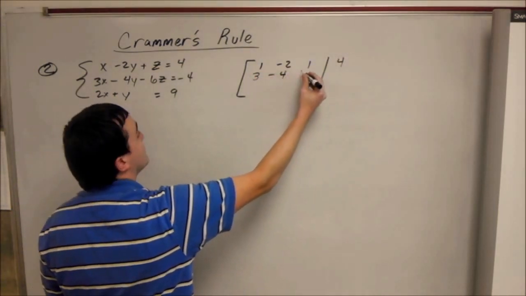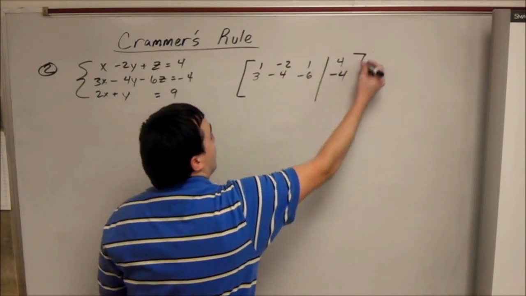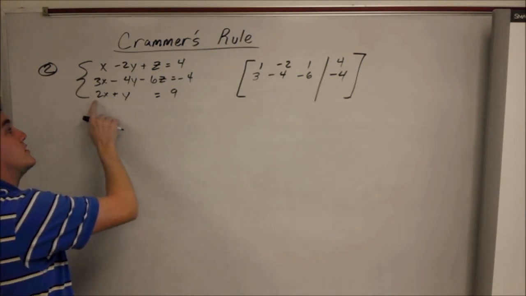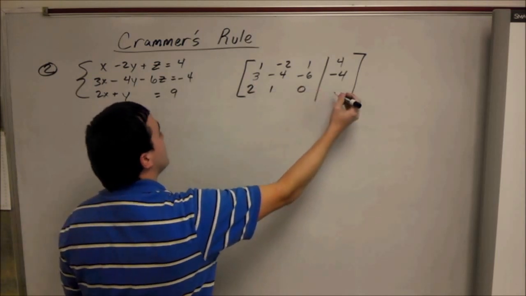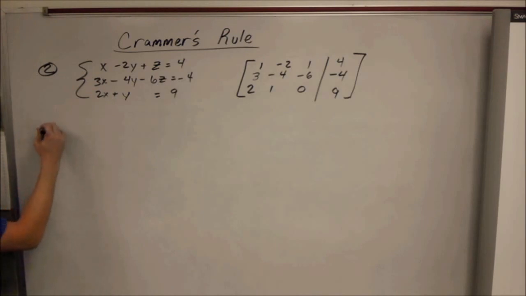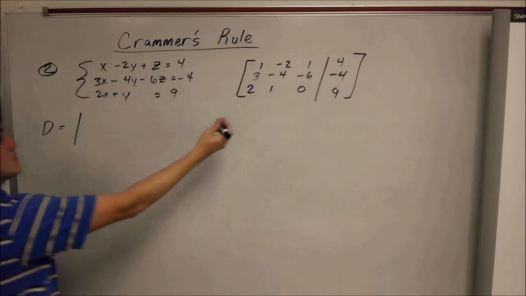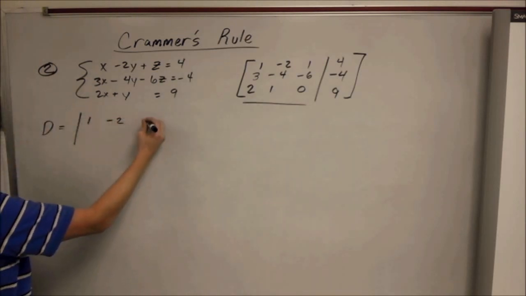Don't forget any of the negatives because this is a lot of work, and if you mess up early, then you're going to have to redo it. It's not going to be good. Third row is 2, 1, and 0, since there's no z, and 9 follows. So, D sub x, or just regular D for now. We take the original matrix in here, and we're finding the determinant.